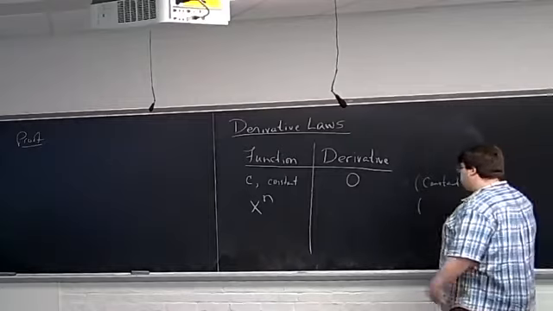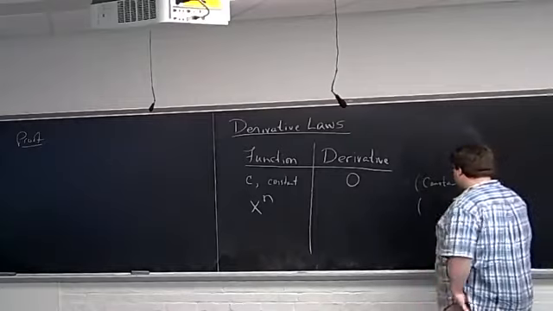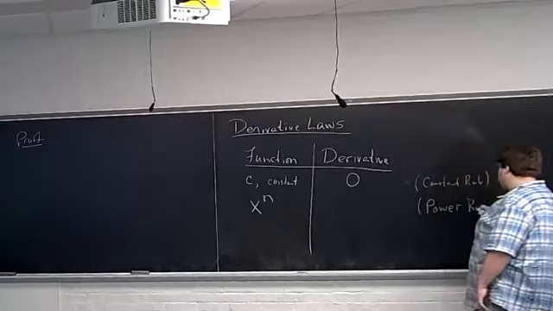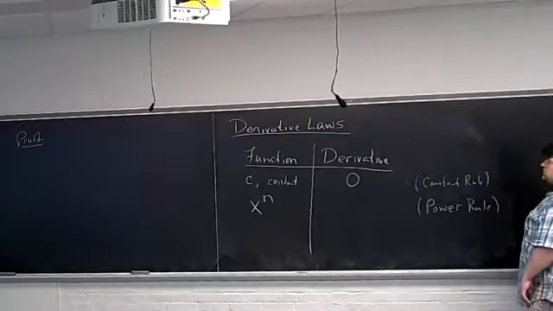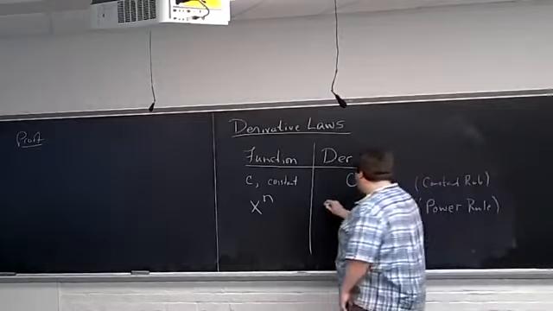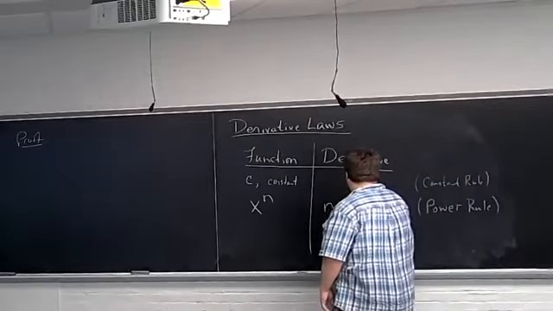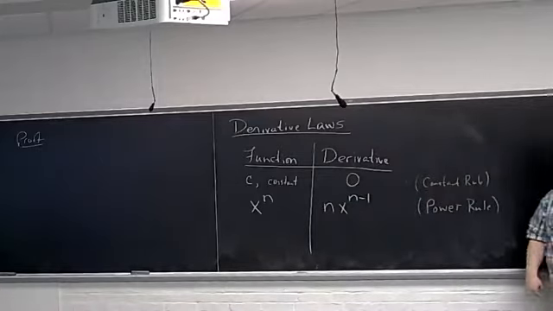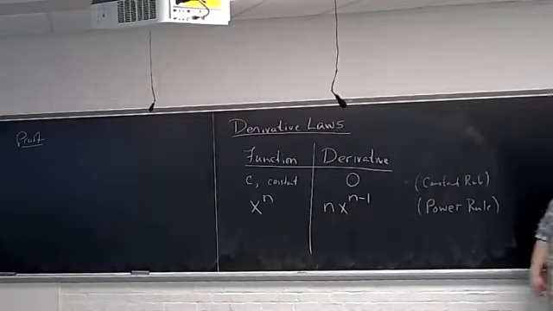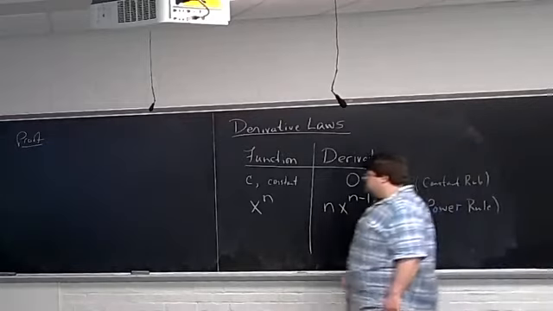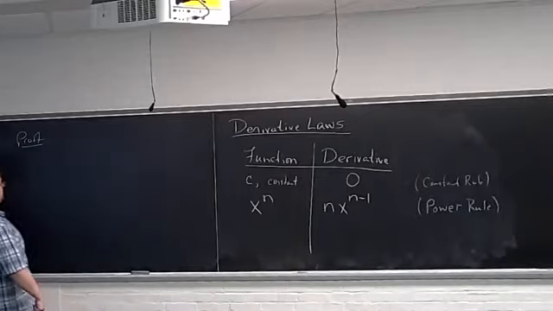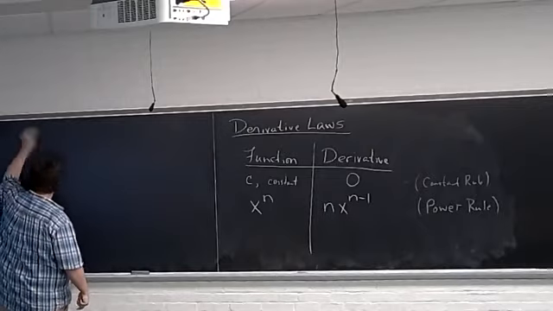The next one, x to the n, where n is a number, x is our variable, a power function. We're going to call this the power rule for taking a derivative. What is the derivative? Well, I'll tell you that the derivative is that exponent n times x to the n minus 1. So given x to the n, we can find its derivative, n x to the n minus 1.